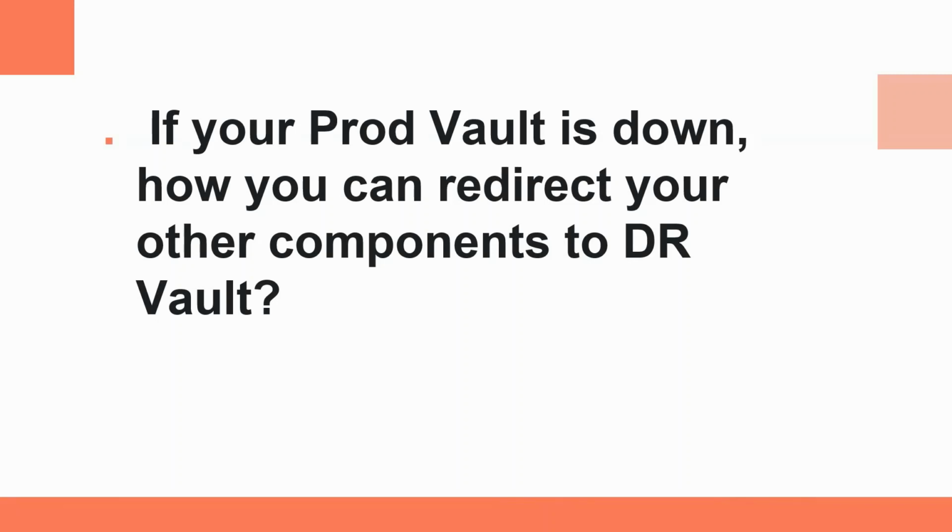Next question was, if your production vault is down, how can you redirect your other components to the DR vault. I think Rajesh gave the correct answer. There is a vault.ini file on every component server. When you have installed your PSM, CPM and PVWA, go to the installation directory of those components and you will see a vault.ini file. In it, you will see the IP address of your production vault. In the same file, you can provide your DR vault IP separated by a comma. So when your production vault is down, your PVWA and PSM will automatically try to communicate with that other IP.